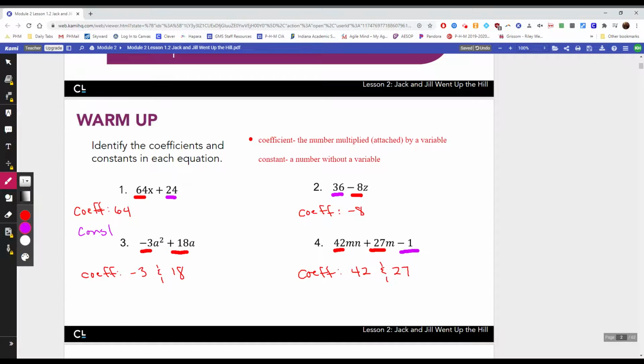So constant would be 24. Number 2, the constant is 36. For number 3, there are no constants. And for number 4, -1. That subtraction sign tells us that term is negative.